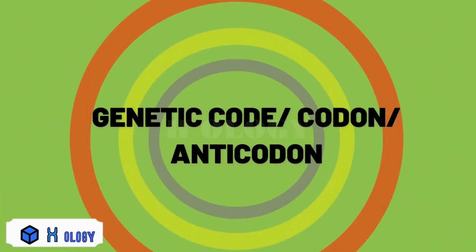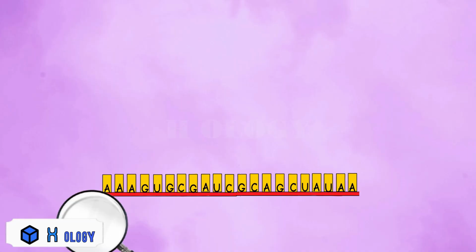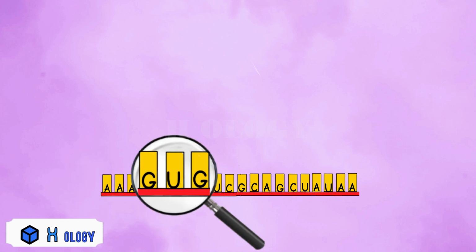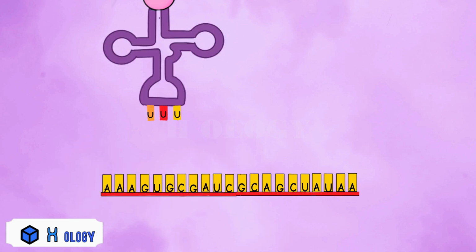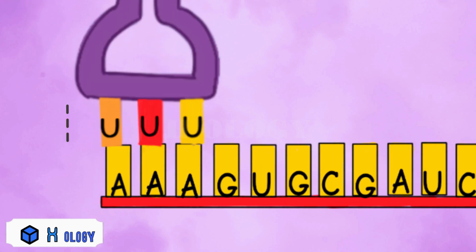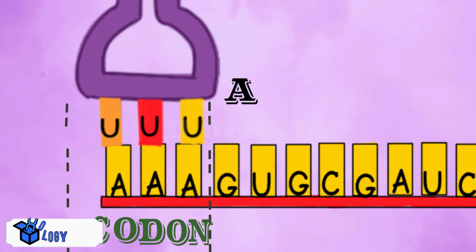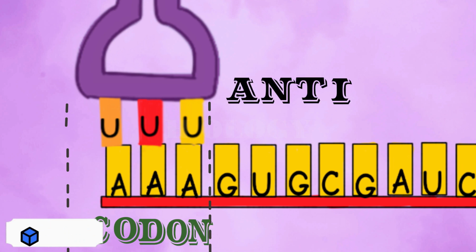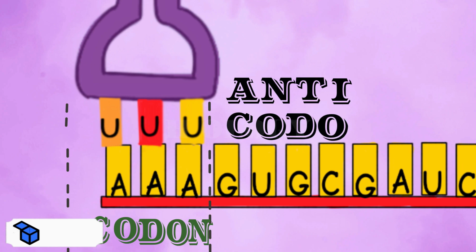Genetic code and codons and anticodons. The genetic code consists of a series of three-letter combinations called codons. Each codon corresponds to a specific amino acid. tRNA molecules possess complementary sequences called anticodons, which bind to the codons on mRNA during translation. This precise matching ensures the correct assembly of amino acids into the growing protein chain.